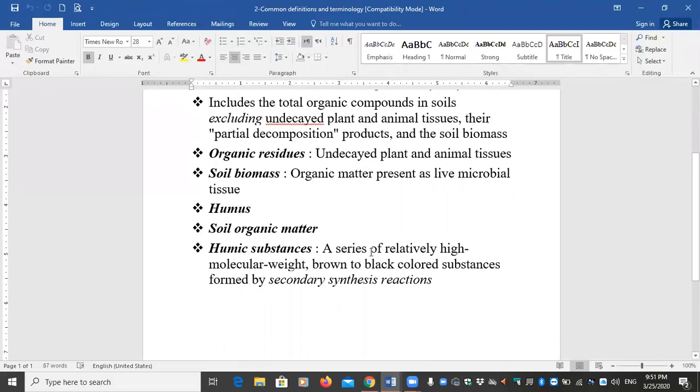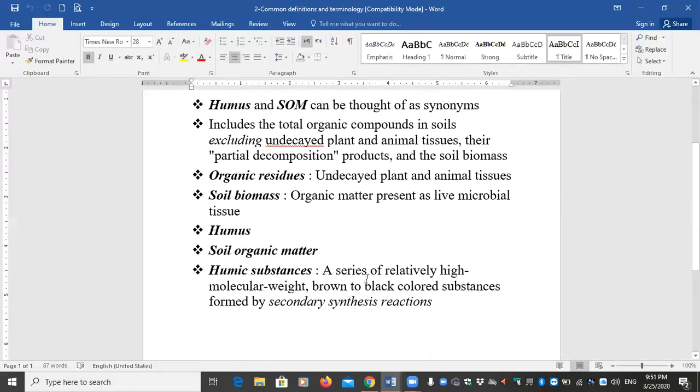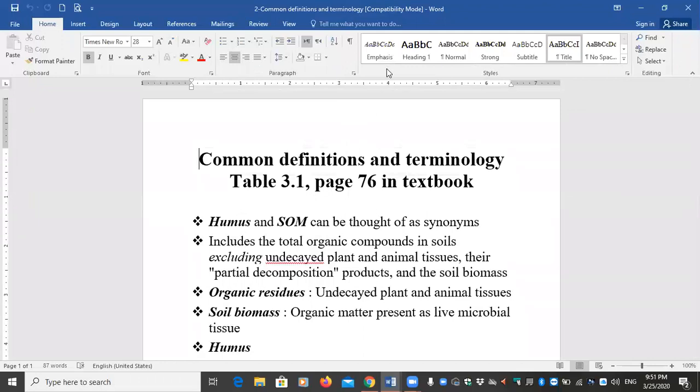Humic substances: a series of relatively high molecular weight, brown to black colored substances formed by secondary synthesis reactions. So they are formed by secondary synthesis reactions in the soil. They are not the result of just simple decomposition, the end of decomposition. No, they are synthesized, made in the soil over a long period of time.